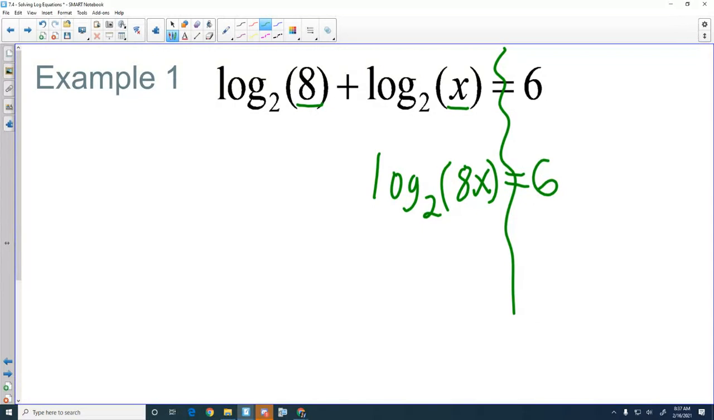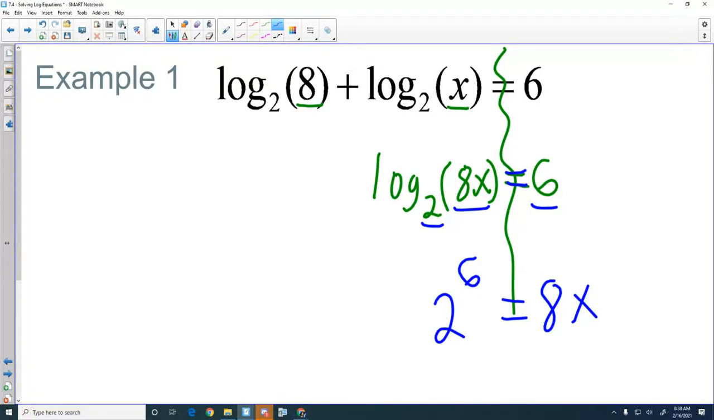At this point, are there any more logs that we can combine? Nope, I just have 1 log, and I've got my 3 parts, the base, the answer, and the exponent. Once you get it to this setup, go ahead and rewrite it in exponential form. So this would be 2 is the base. What's my exponent? Logs equal exponents. This log equals 6. So 6 is my exponent. 2 to the 6th would equal this answer portion of 8x.